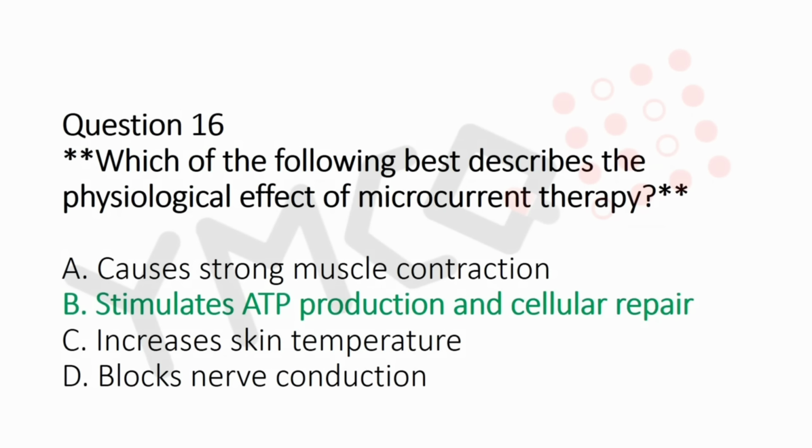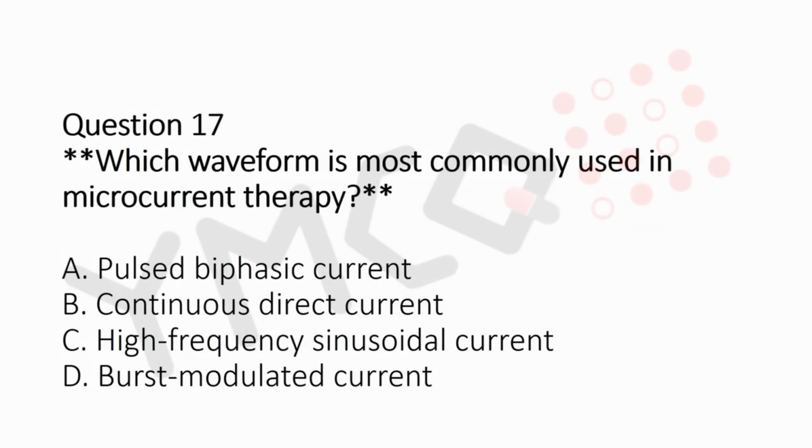Now let's move to question number 17. Which waveform is most commonly used in microcurrent therapy? Option A, pulsed biphasic current. Option B, continuous direct current. Option C, high frequency sinusoidal current. Option D, burst modulated current. And the answer is option A, pulsed biphasic current.